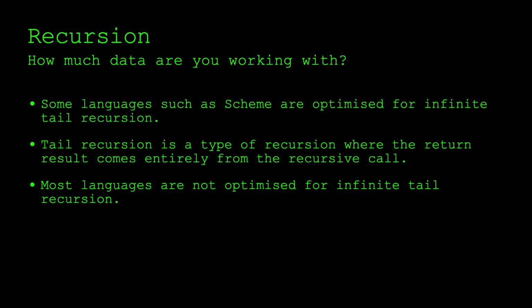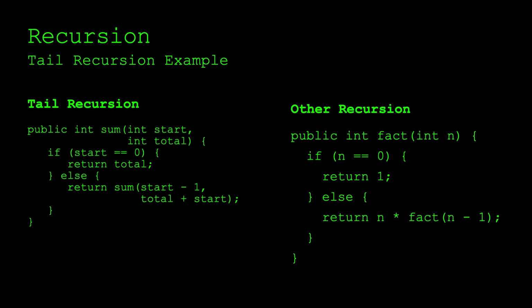Some languages, such as Scheme, are optimized for infinite tail recursion, and tail recursion is a type of recursion where the return result comes entirely from the recursive call. Most languages are not optimized for infinite tail recursion. So I've just given an example of tail recursion here. You can see this tail recursive function here.